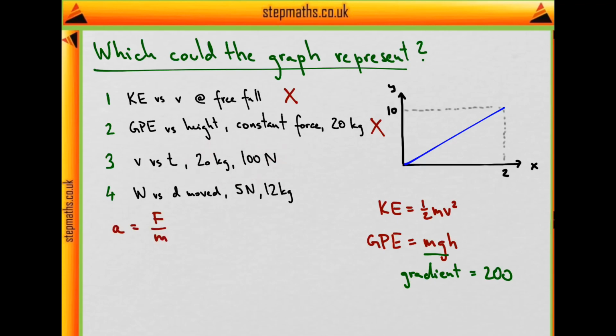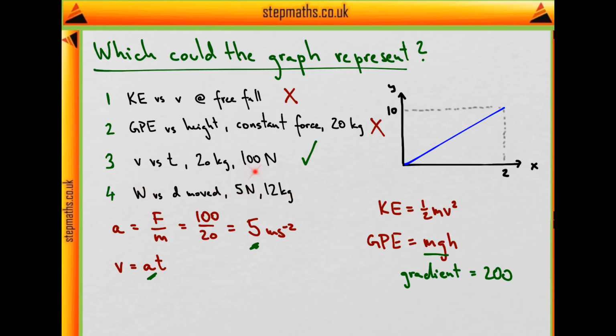Do they fit in? By Newton's second law, acceleration is resultant force divided by mass. So 100 newtons divided by 20 kilos, and that's 5 meters per second squared. And because v is at for constant acceleration, we see that in a v versus t graph, a would be the gradient. So is the gradient of our line 5 as requested? Yes, 10 divided by 2 is in fact 5, so that's the same as here, 5 meters per second squared, and 3 is correct.